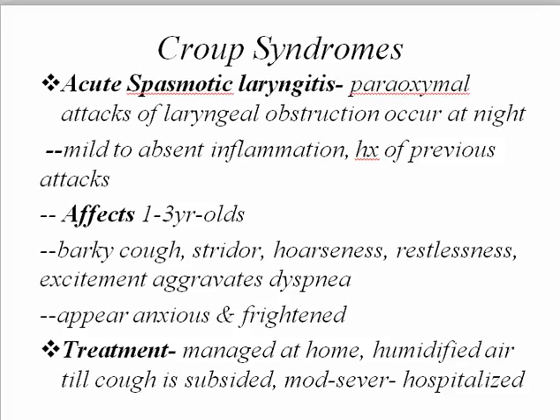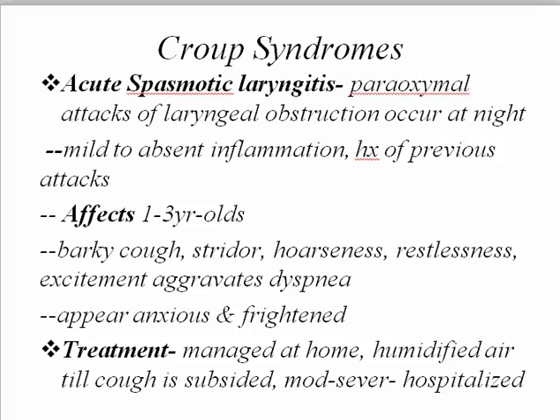Some of the major symptoms would be they present with a barky cough. They definitely have stridor. There's hoarseness. They're dyspneic, and there's restlessness. And usually any excitement can aggravate that dyspnea, so you want to keep things quiet and calm. So they're often anxious and frightened.